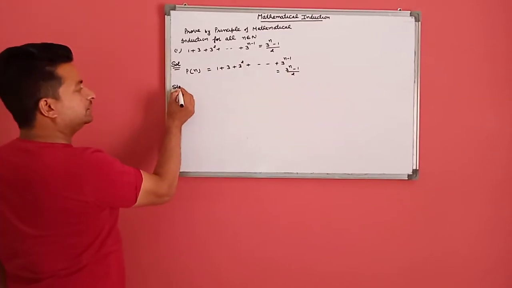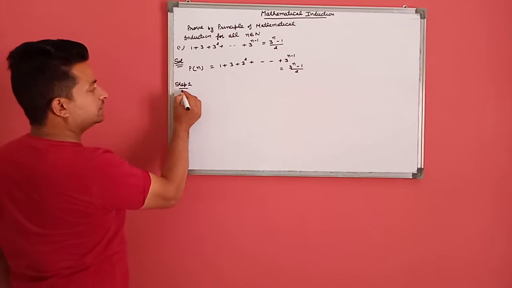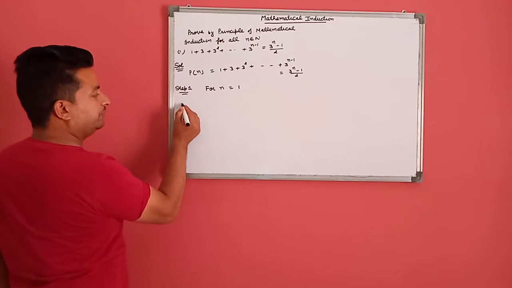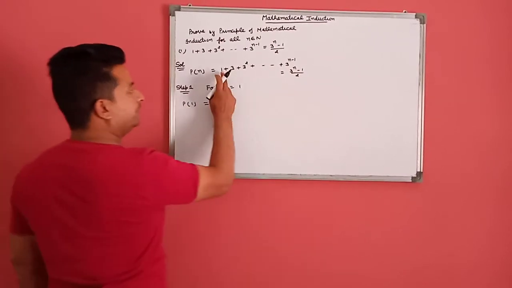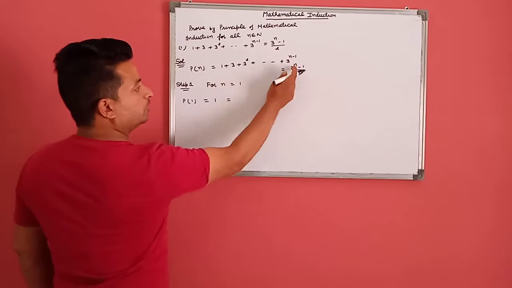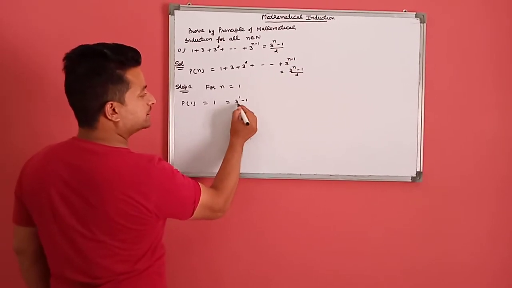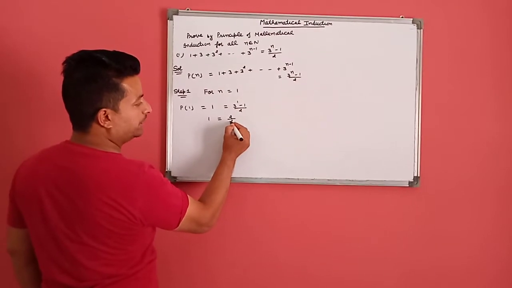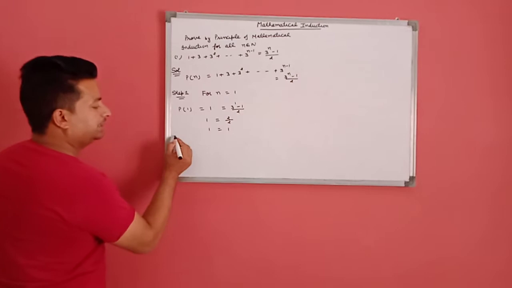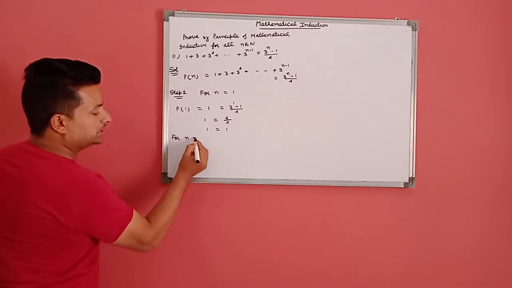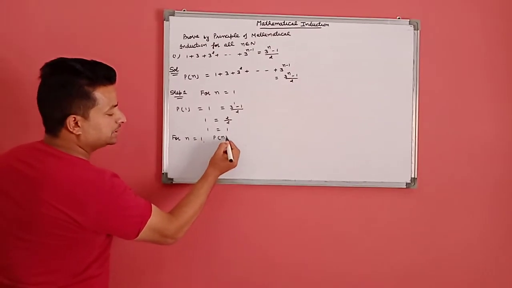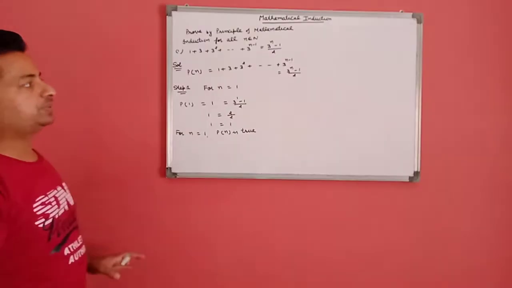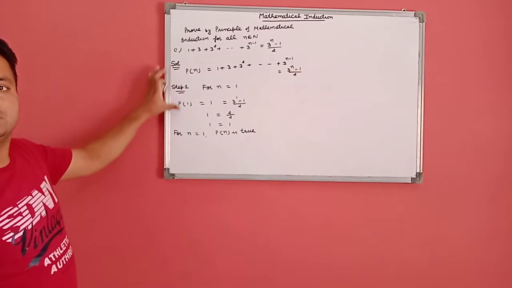In step 1, this is the first step. Step 1, for n is equal to 1. We put the value of n as 1 here, and this is the first term. Put the value of 1 in the right hand side. We get 1 is equal to 2 by 2, 1 is equal to 1. That is, for n is equal to 1, Pn is true. This is the first step. In this chapter, we take the first step like this.